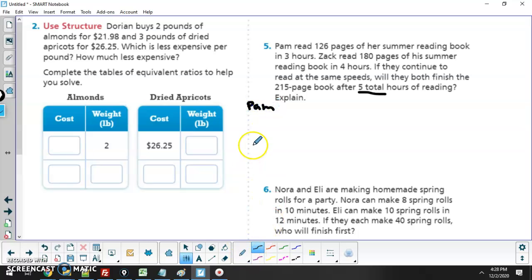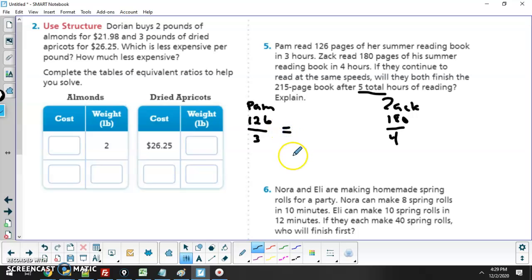Okay, so Pam is 126 pages for 3 hours. All right, and then Zach, and once again, it's good to write your units on these things. I might forget to because I'm writing with the mouse here, but you should write your units on these things. All right, so Pam, you got 126 in 3 hours. Zach is 180 in 4 hours.